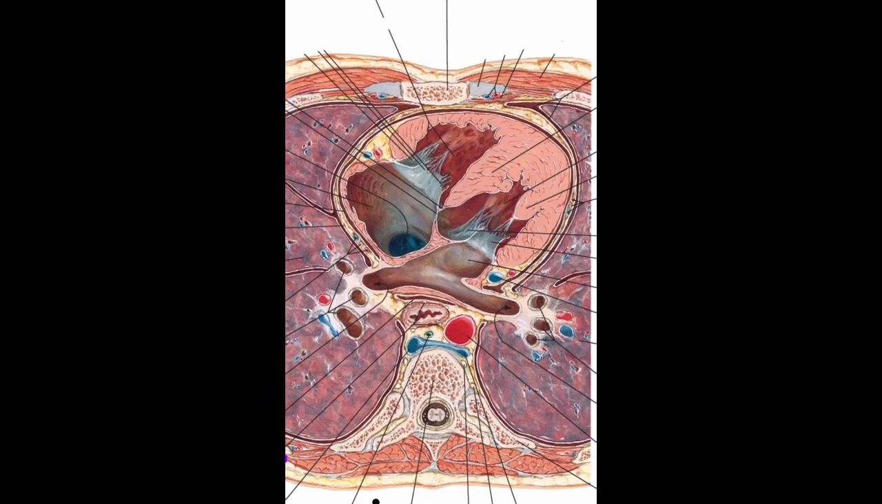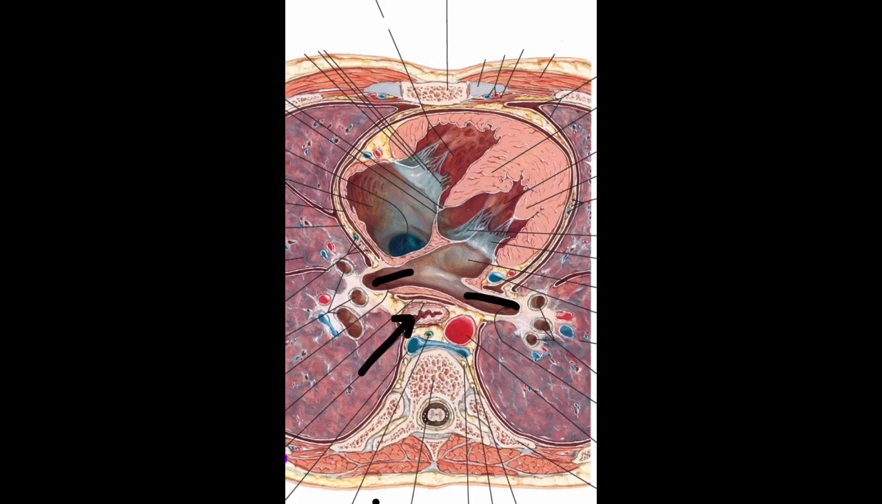What chamber is this? The right atrium. What can you see entering into it? The superior vena cava. What is in front of the right atrium? The right ventricle. What is this structure, which is very muscular? The left ventricle. And what is the most posterior chamber of the heart? The left atrium. All right. What are these? These are the pulmonary veins which are opening into the left atrium.